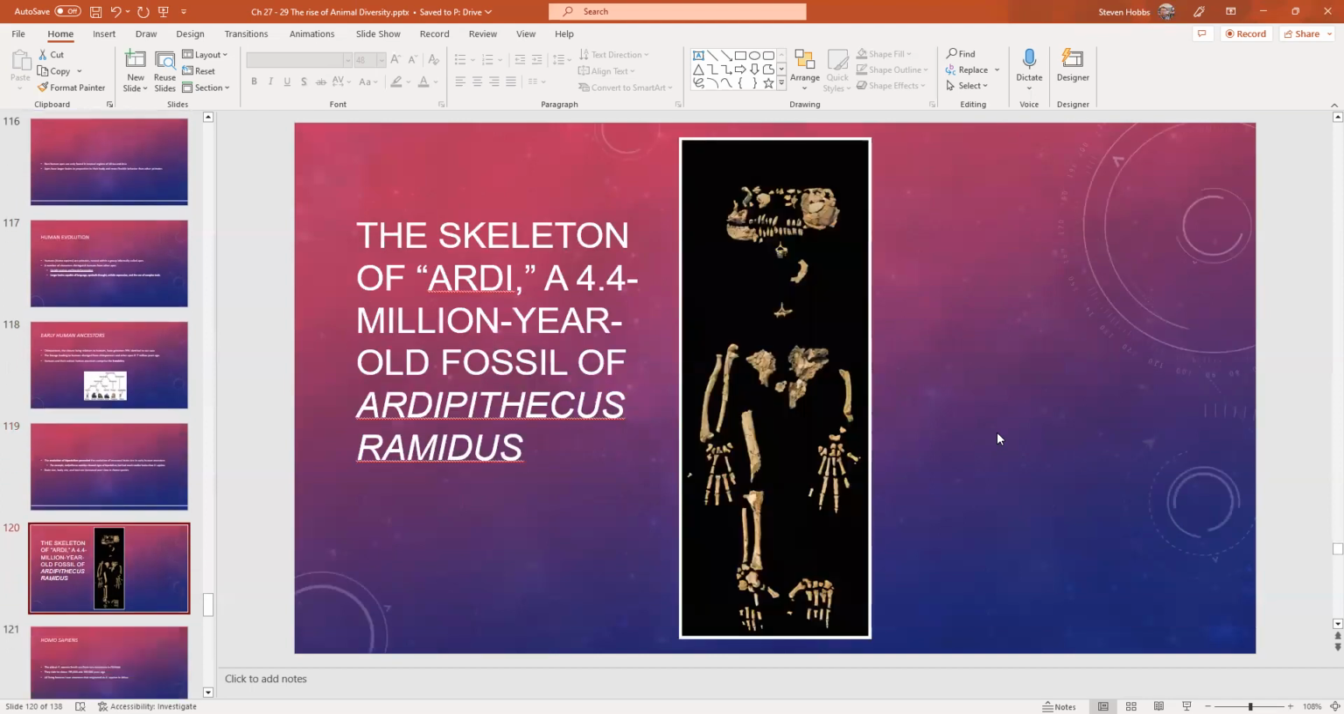Here's Artie with his little opposable toe, Ardipithecus. Ramidus means root, and Ardipithecus, Artie, we'll just leave it at that. Just understand that with Ardipithecus, they still had a toe that stuck out like a thumb. So that was one of our earliest ancestors.